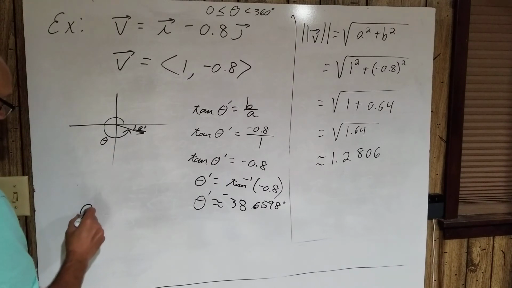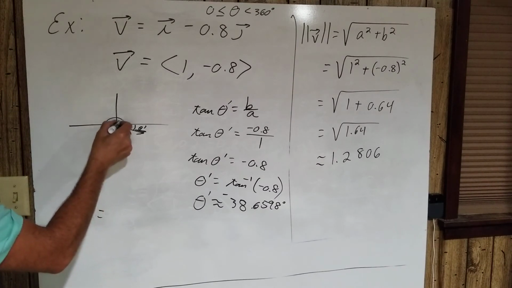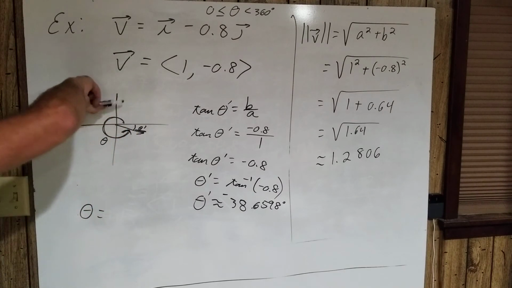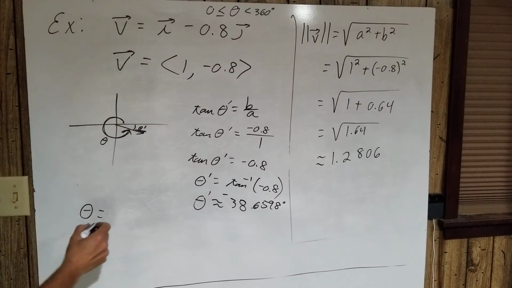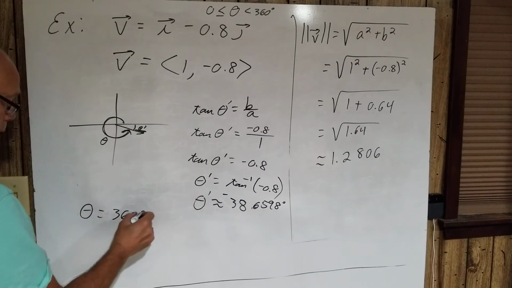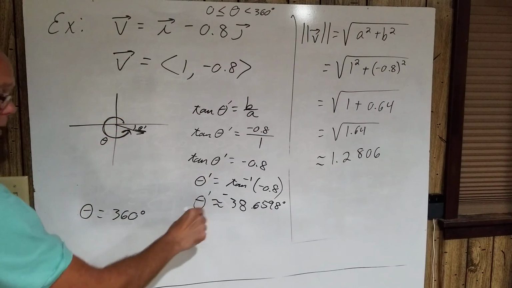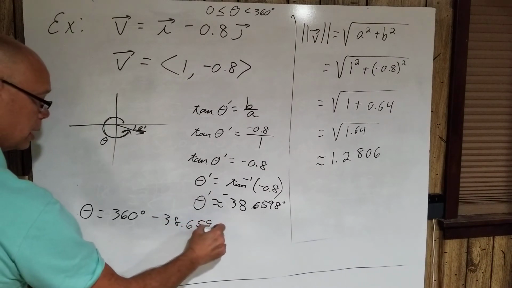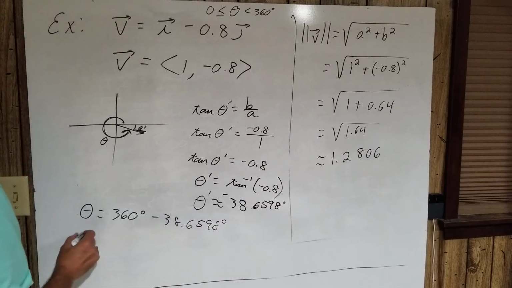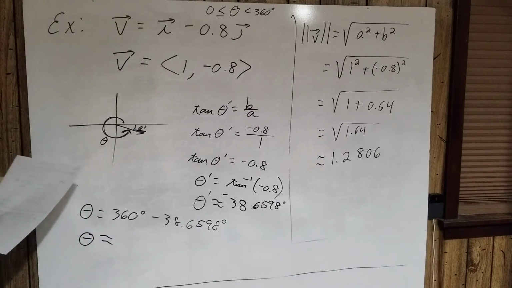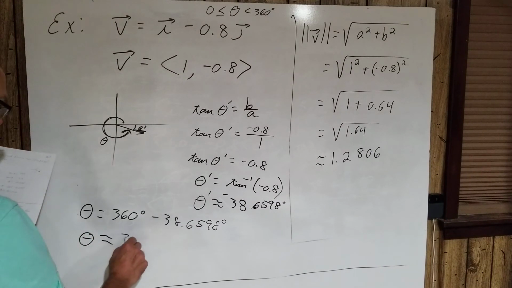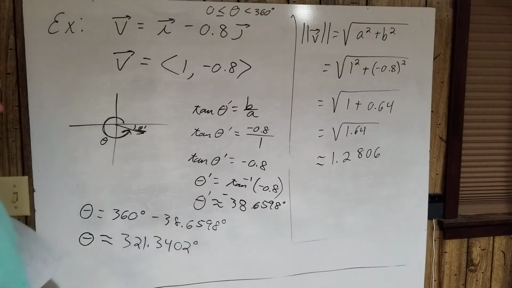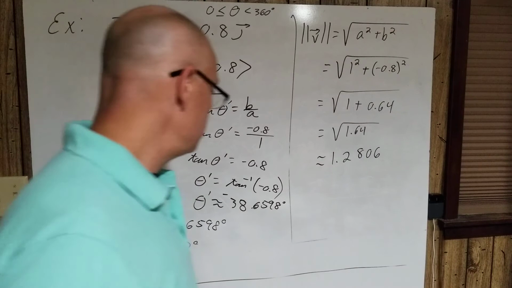How do I find the actual theta value from here to here? Wouldn't it be 360 degrees back off theta prime? So 360 degrees and then back off this much, which is what? 38.6598 degrees. So if you do that, you get theta is approximately 321.3402 degrees.